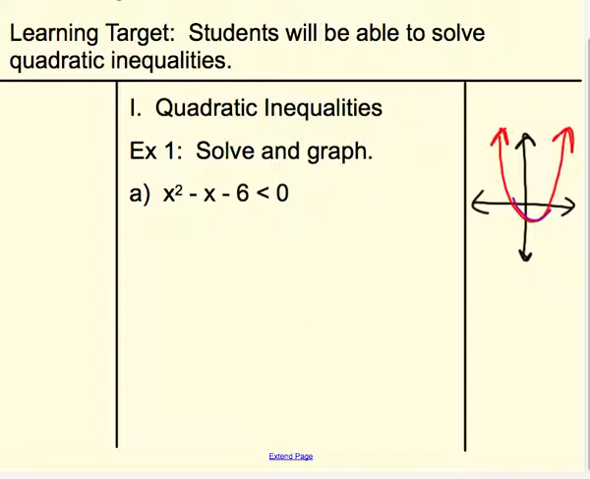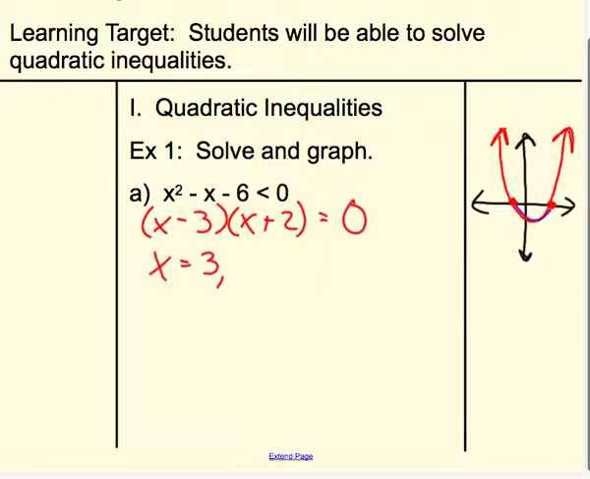So the first thing we need to do is find where it equals 0. So we're going to factor x squared minus x minus 6. This is a t-chart: what multiplies to negative 6 and adds to negative 1. Now I set it equal to 0 because we're trying to find those x-intercepts. We'll go back to the inequality once we have these solved for. So we set x minus 3 equal to 0 and get x equals 3. x plus 2 equals 0, so x equals negative 2.